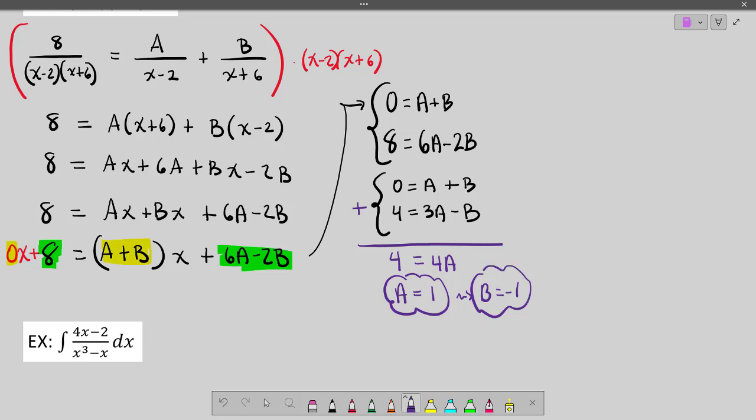If you plugged it in down here, you'd have 3. Subtract 3. You get 1 equals -b. So b will be -1. So you solve for a through elimination or substitution, back substitute it in, and you've got your second coefficient.